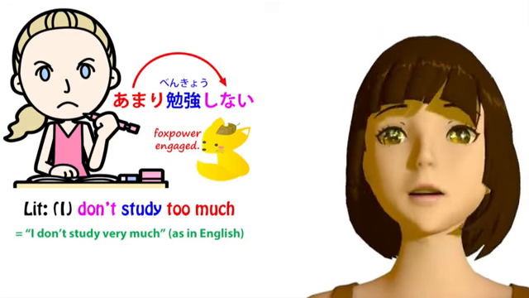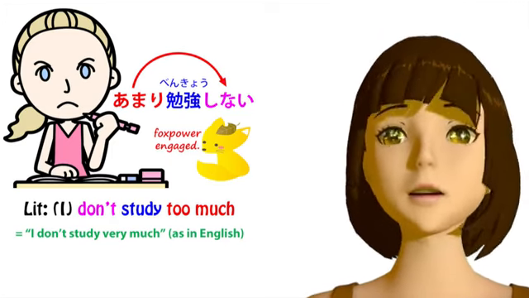And it's just the same with amari. If we say amari benkyo shinai, we say I don't study too much, I don't study excessively. But what we actually mean is I don't study very much at all. So let's just take one more that doesn't end in ni, and that's zuibun. What it really means is sufficiently.